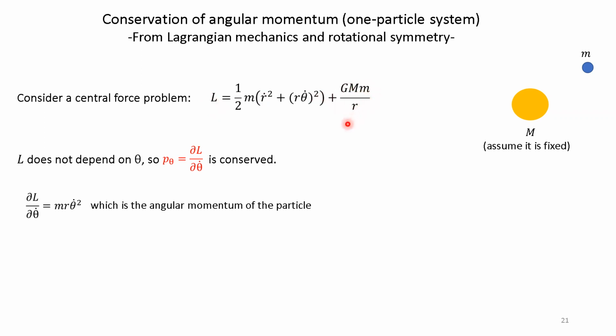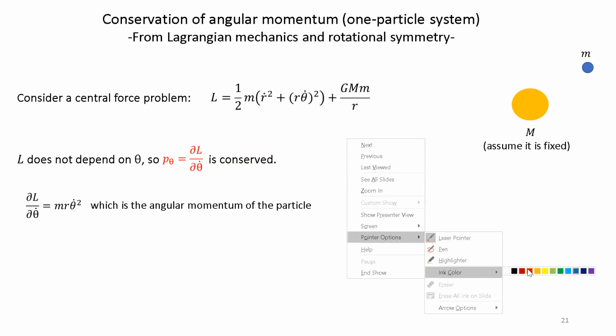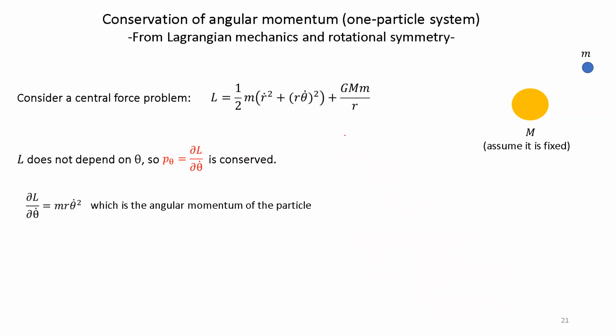And because of that, you will have this p theta, which is the partial L partial theta dot, conserved. Because from the Lagrange equation, remember that partial L partial theta minus d/dt of partial L partial theta dot is zero. So this is the Lagrange equation.